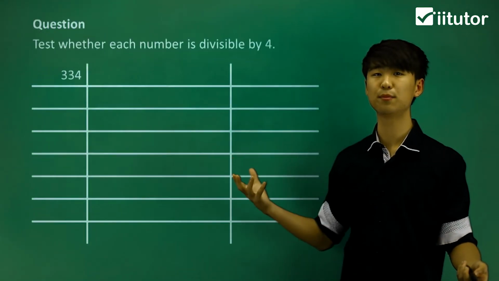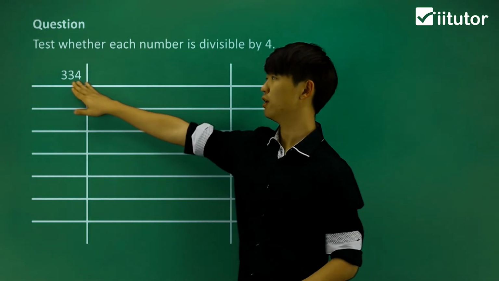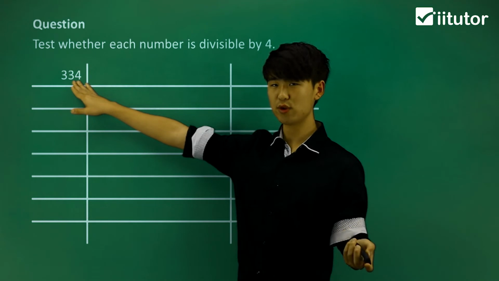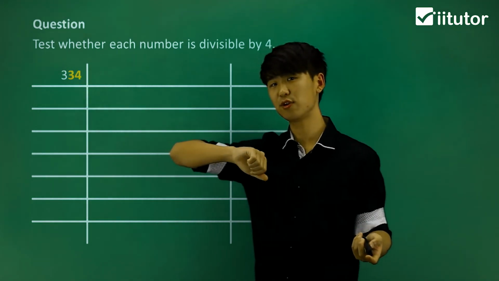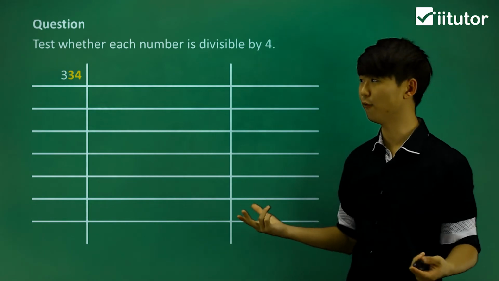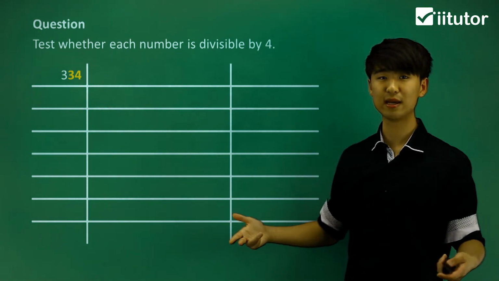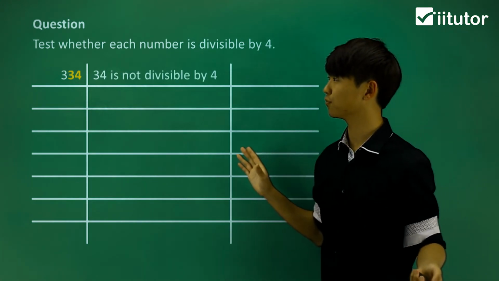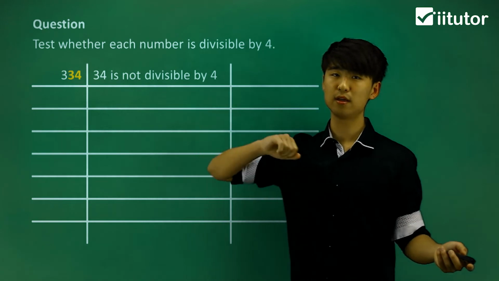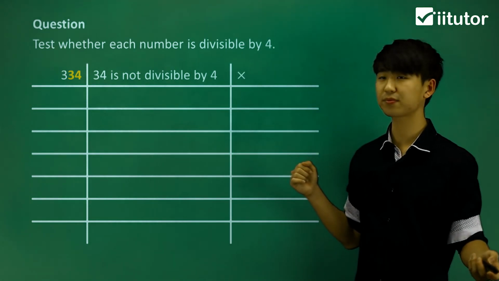So let's try and apply this. Test whether each number is divisible by 4. My first number is 334. My last two digits are 3 and 4, which forms a number 34. If we are familiar with our 4 times tables at all, we know that 34 is not divisible by 4, meaning that this number, 334, is not divisible by 4.